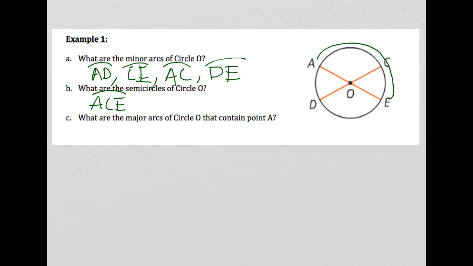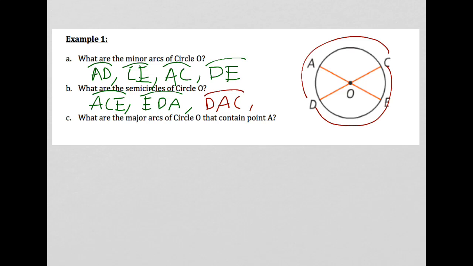Okay. Then I will go, you can pause it again and see if you can get a few. EDA, it kind of looks like the same one, but that's related to that same semicircle. It's just using the other half of the circle there. Okay. So there are two left, and they're related to the other line drawn there. Looks like we have DAC, and then the other half of that would be DEC.